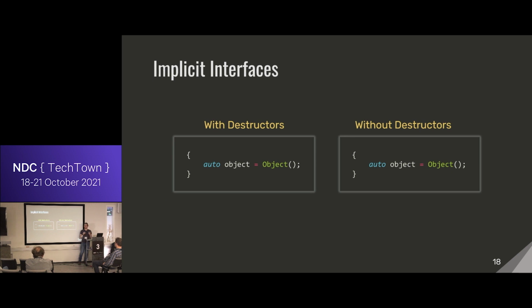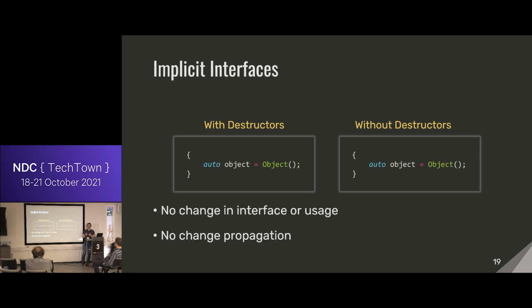And additionally, it's completely implicit. Here we have an example, one object has a destructor, the other one does not have a user-defined destructor, and the code is exactly the same. We don't need to do anything special to use that. So if we just add a new destructor to an object, we don't need to propagate a change higher up the call stack, we don't need to change anything, it just works, which is wonderful.